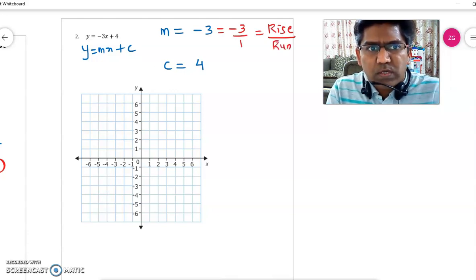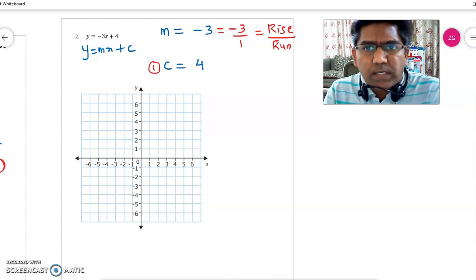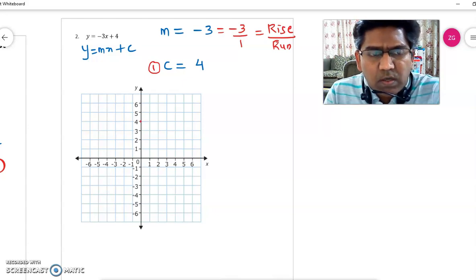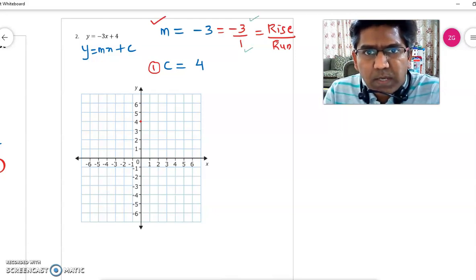So, we'll always start with y-intercept. Now, the y-intercept is 4. So, we locate y-intercept 4 on the graph. This is the point where the line will cross the y-axis. So, we have located the first point. Now, to get the second point, we'll use the slope. From this point, you need to rise by minus 3 and run by 1.